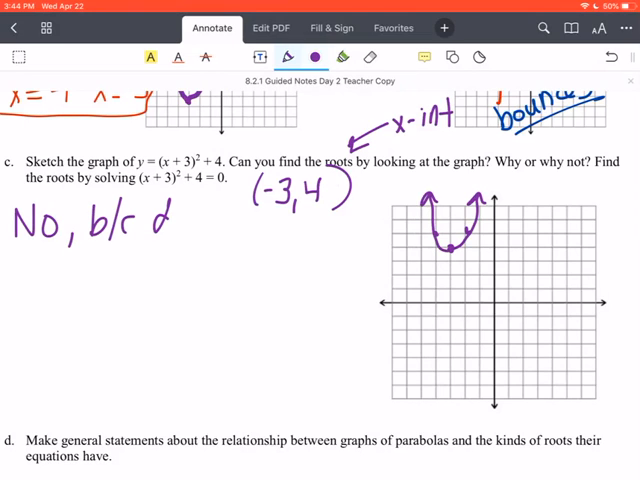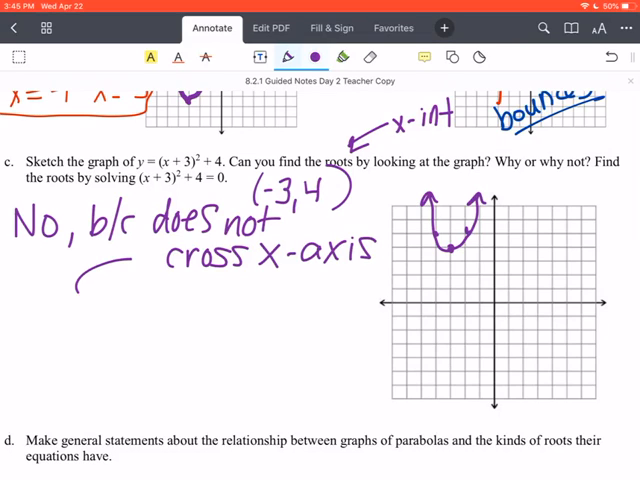Because it does not cross the x-axis. So in this case, when we don't see our function cross the x-axis, that means that the roots are going to be complex. Complex, when you see that word, that is going to immediately target imaginary.